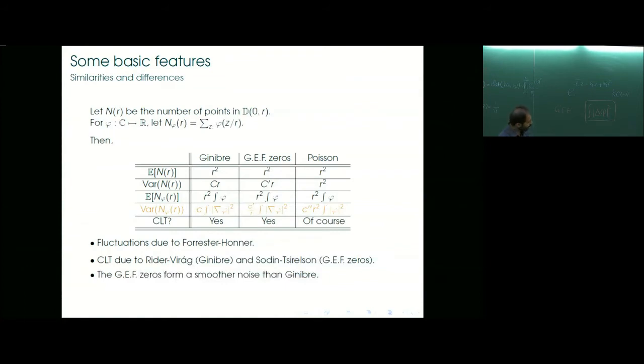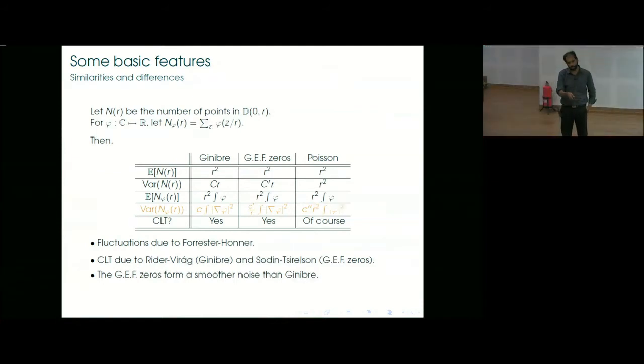0. So this result about the fluctuations, not with the gradient squared there, was proved by Donner, and this central limit theorem in the Ginibre case is due to Gaider and Vega, and in the Gaussian entire functions due to Sodin and Tsirelson. So why this strong difference between the two kinds of point processes?